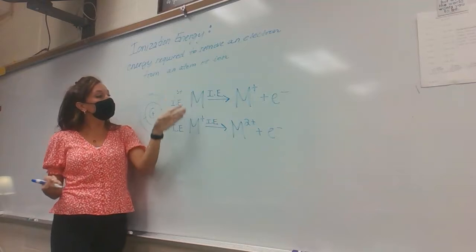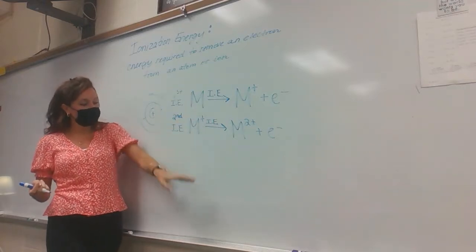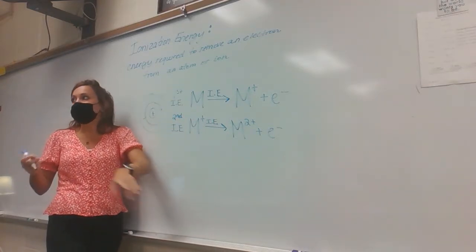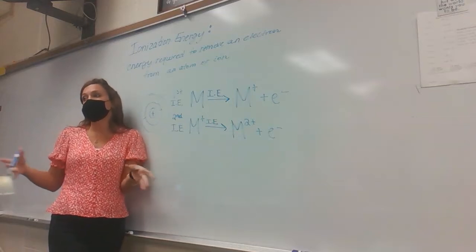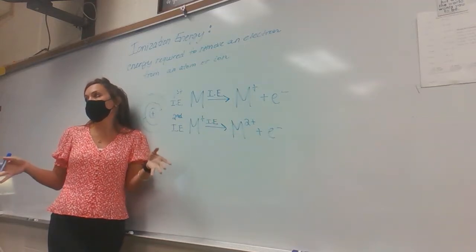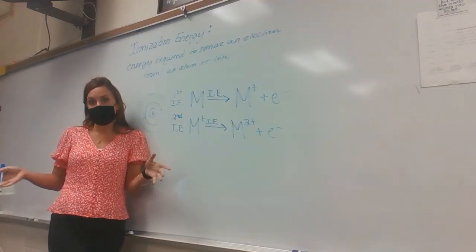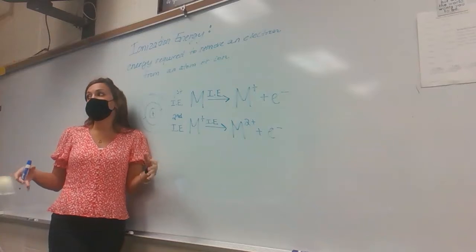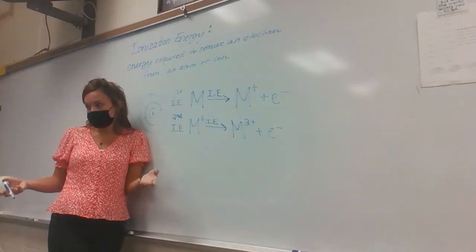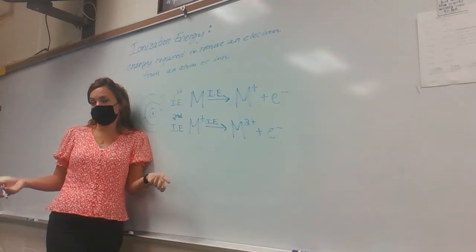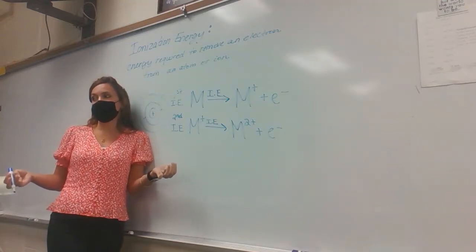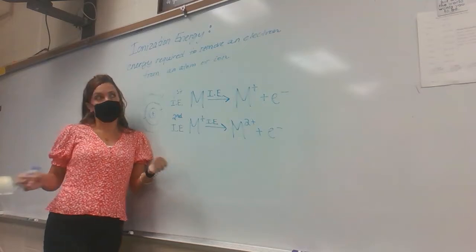But you could continue removing electrons, 3rd, 4th, 5th, 6th, 7th, 8th, 9th, whatever ionization energies, until you have no electrons left and all you have is a nucleus. It's going to take a huge amount of energy, but it can be done. Questions so far? Okay.